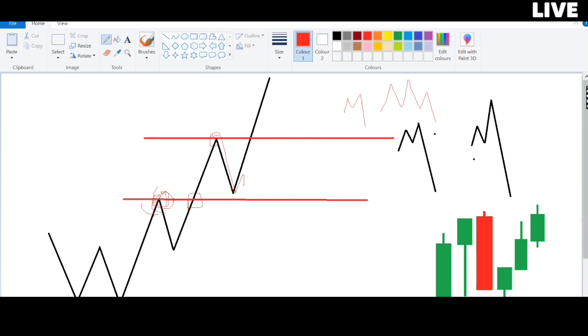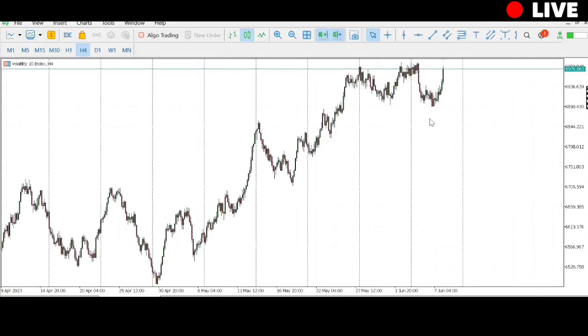So let's now shift to a real chart and see if what we are talking about makes sense. As I've said, I use the DSE model, and here I'm going to draw my swing points on the H4 time frame.